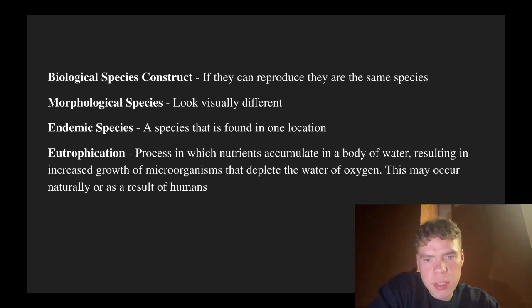Biological species concept. This is just the idea that if you have two organisms and they are able to reproduce, then they're the same species. So there would be a question that would say there are two types of organisms that look exactly the same. Are they the same species? But if they can't reproduce and create offspring, then they're not the same species. And a morphological species is just a species that looks visually the same. An endemic species is a species that is only found in one location. So if a species is endemic, that means that it only lives in one area of the globe.